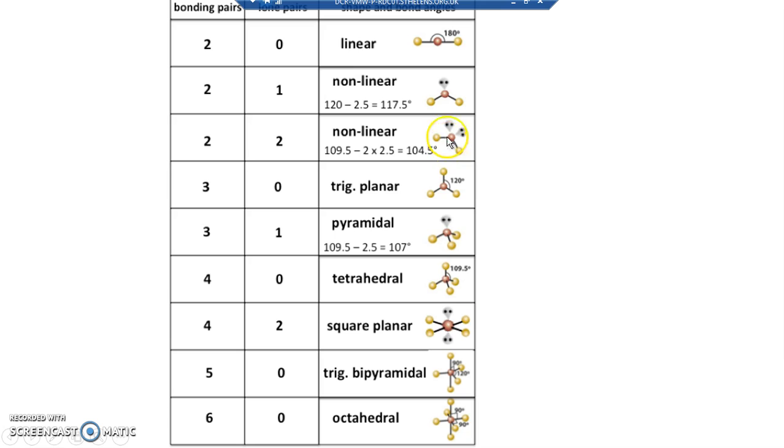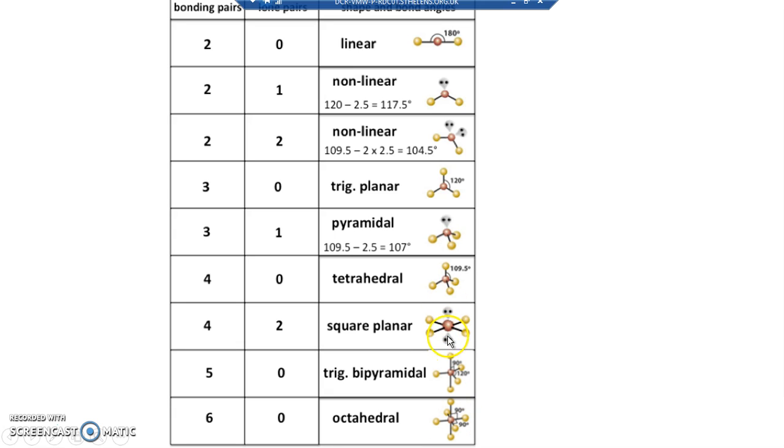They've called it non-linear here, but V-shaped or bent is something easier to remember. And then there's other ones as well here, something like xenon tetrafluoride, XeF4. Here we've got xenon with 8, so 4 bonding pairs, and then 4 electrons left over, so 2 lone pairs, and they do similar to an octahedral.